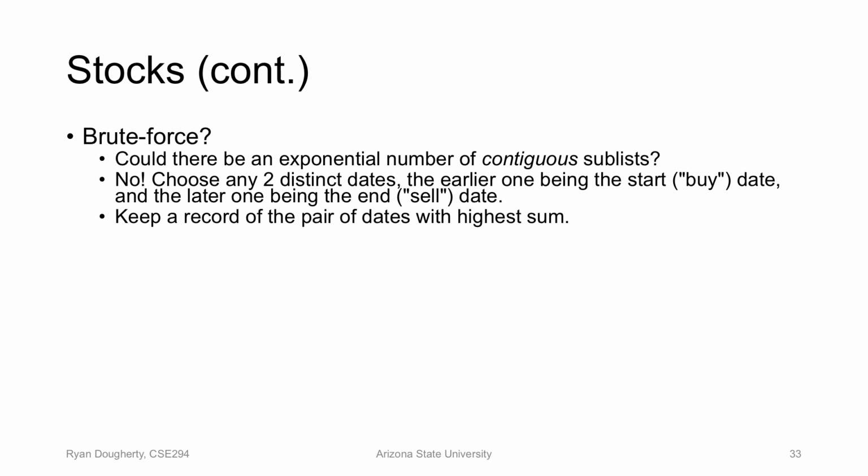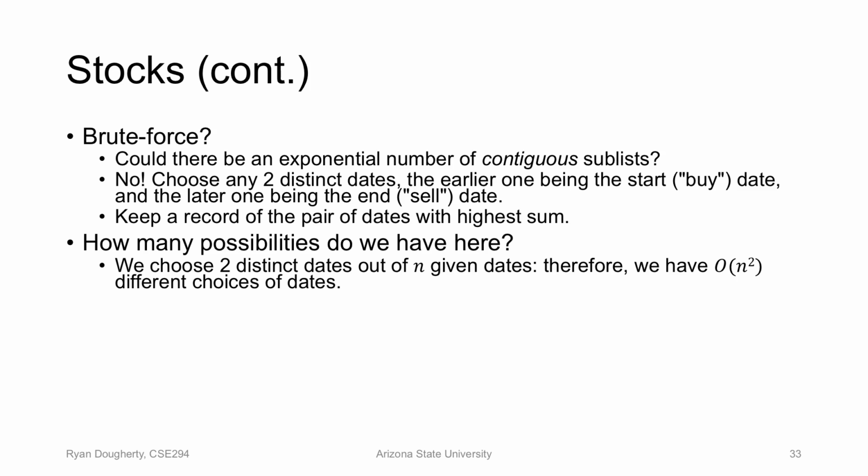Right? So let's just say that the start date is the second day and the end date is the 5th day. Then I record the sum from the 2nd to the 5th day in some table or something. And then at the end, when I have brute forced every single possible start and end date, I find the one that has the highest sum. Okay? So how many possibilities are there? Well, we choose 2 dates out of n possible dates, so therefore we have O(n^2). There are some constants hidden there, but it's asymptotically about n squared.